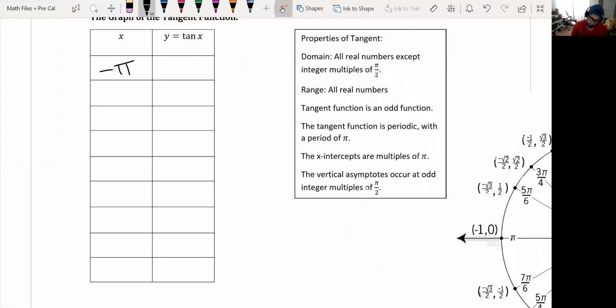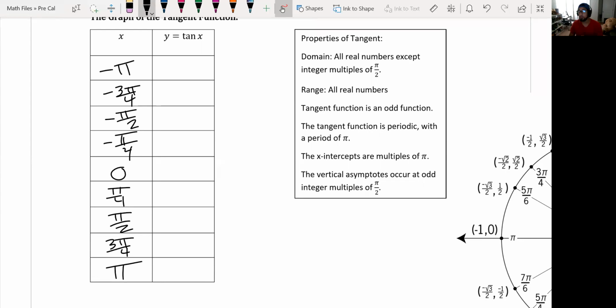So negative pi, which means I should get negative 3 pi over 4, negative pi over 2, negative pi over 4, and 0. And then start at pi over 4, pi over 2, 3 pi over 4, and pi. So these are the coordinates we'll pick for tangent, and once again, they are the easiest ones to graph it with. We don't have to do negative 2 pi to 2 pi because tangent repeats itself every pi. So we don't have to use those unless you really wanted to.